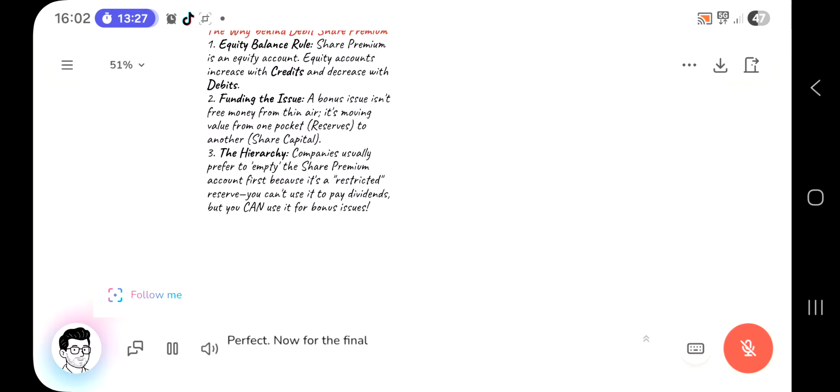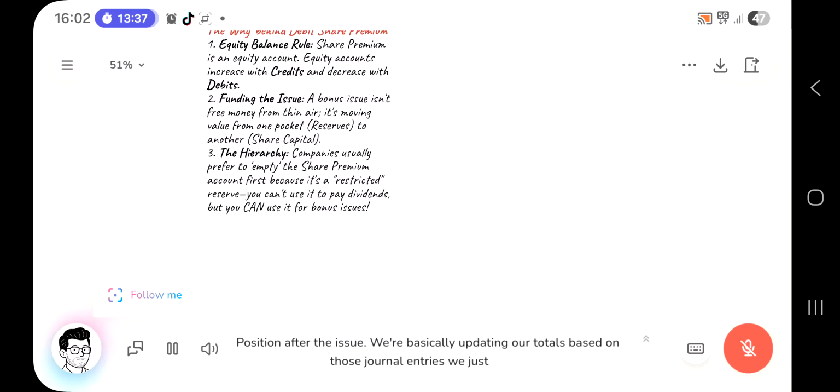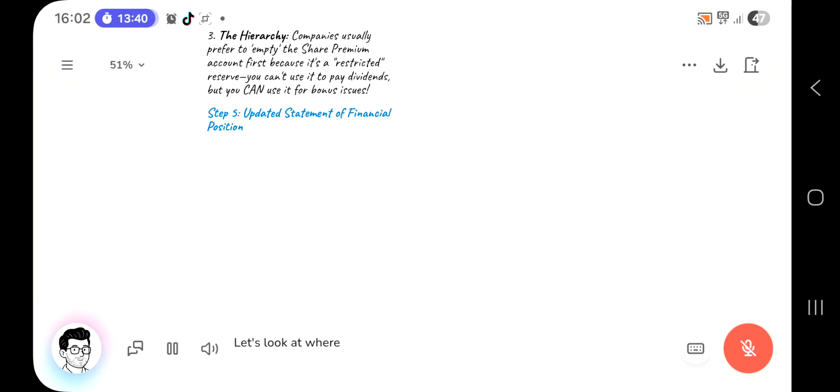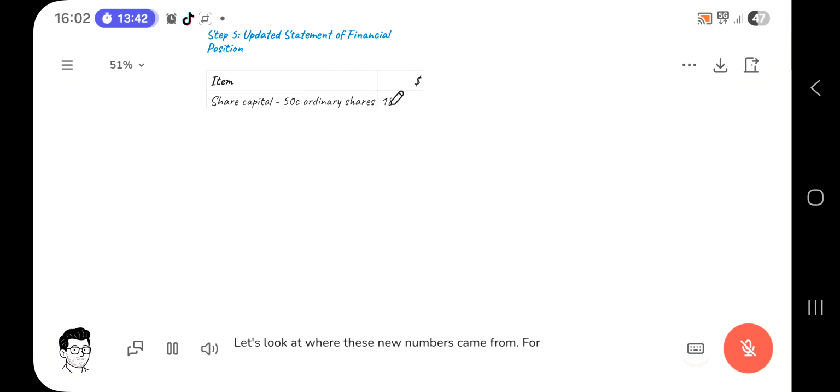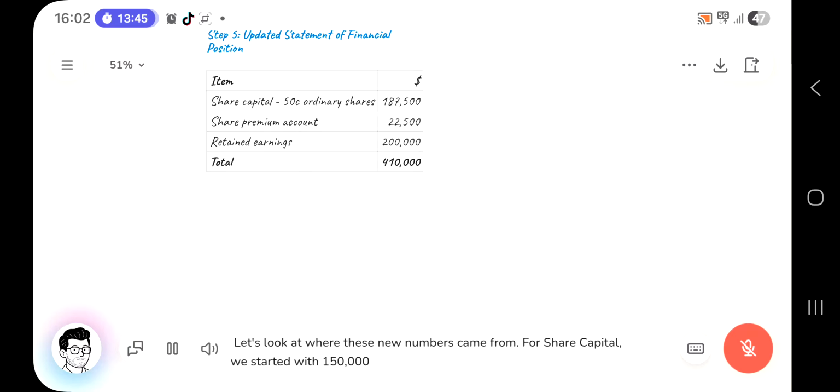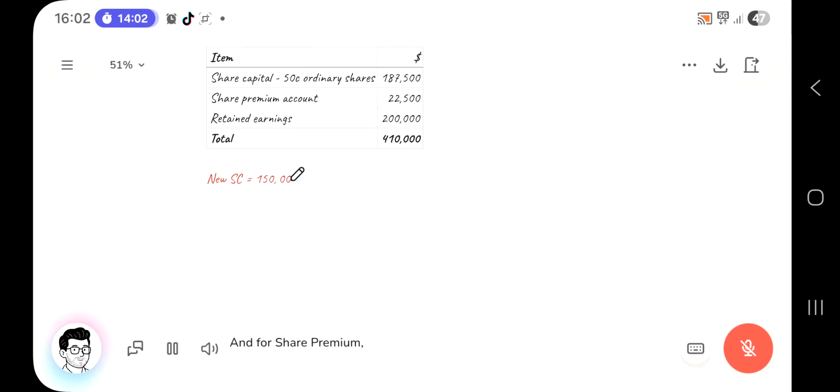The final piece of the puzzle, the statement of financial position after the issue. We're basically updating our totals based on those journal entries we just made. Let's look at where these new numbers came from. For share capital, we started with $150,000 and added our bonus issue of $37,500. And for share premium, we had $60,000, but we used up $37,500 for the bonus shares, so we subtract that.